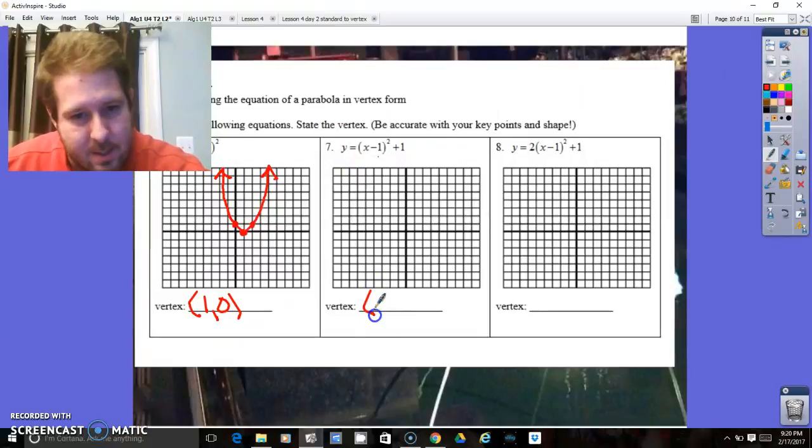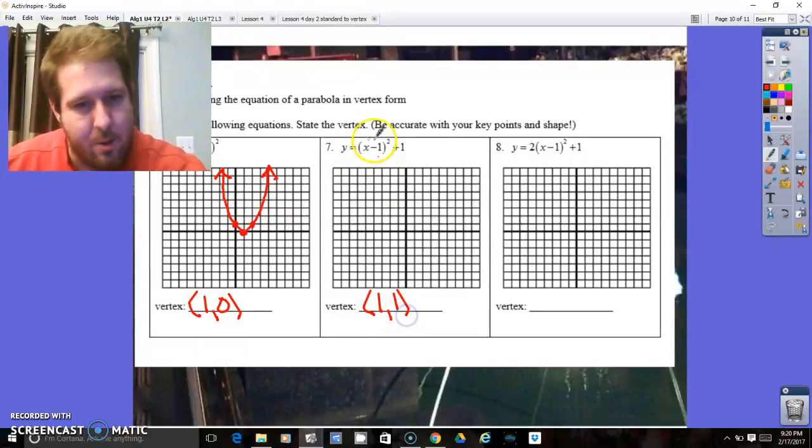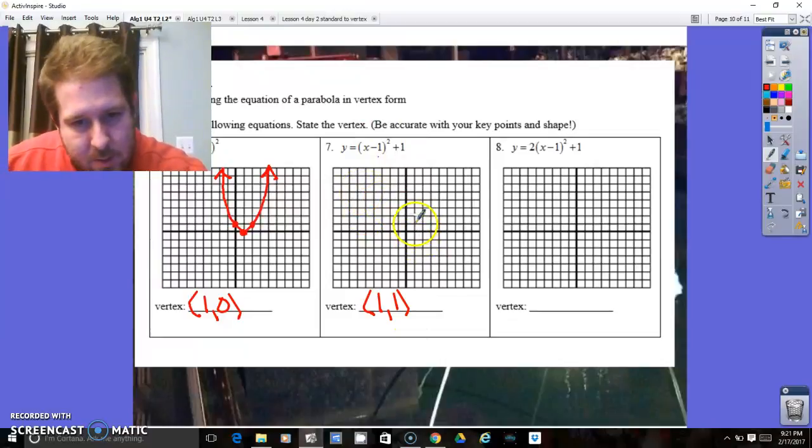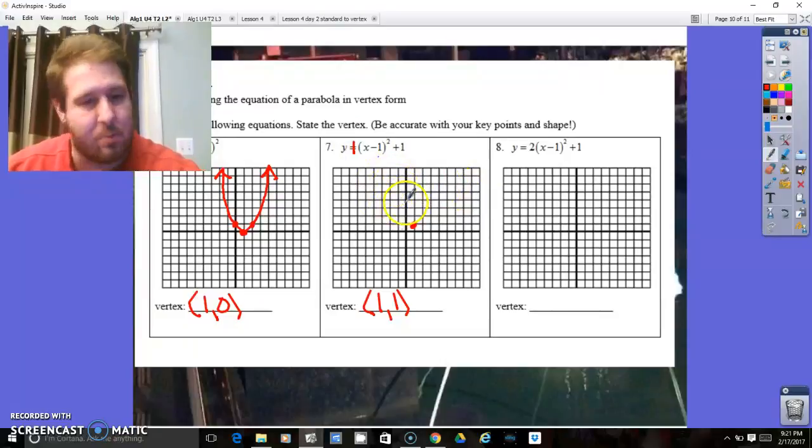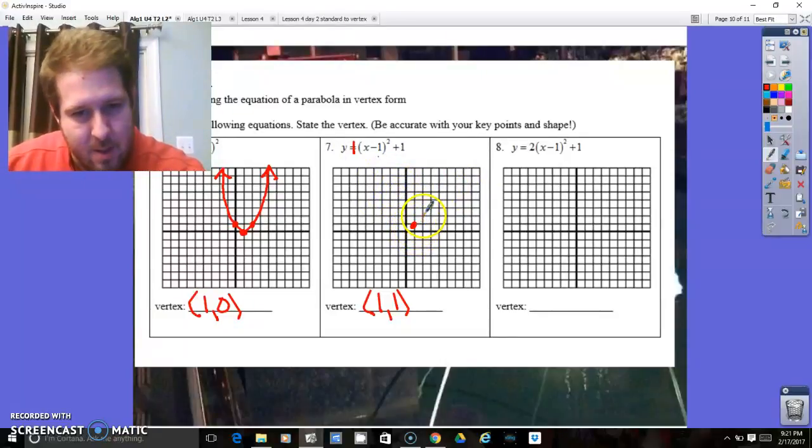This one, the vertex is going to be at 1, 1, and I know it because it's the opposite of that, and the other number stays the same right there. 1, 1 is right there. The a term is also 1 here because there's nothing there. It means 1 times anything stays itself. So once again it looks like that.